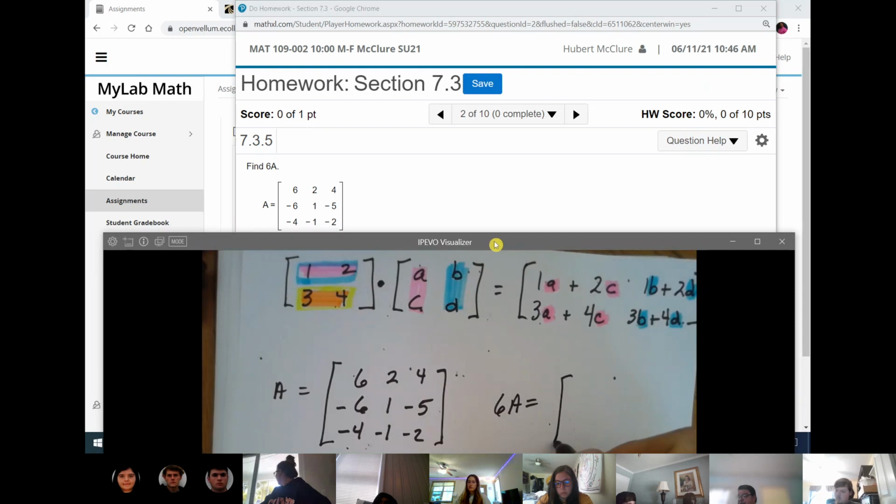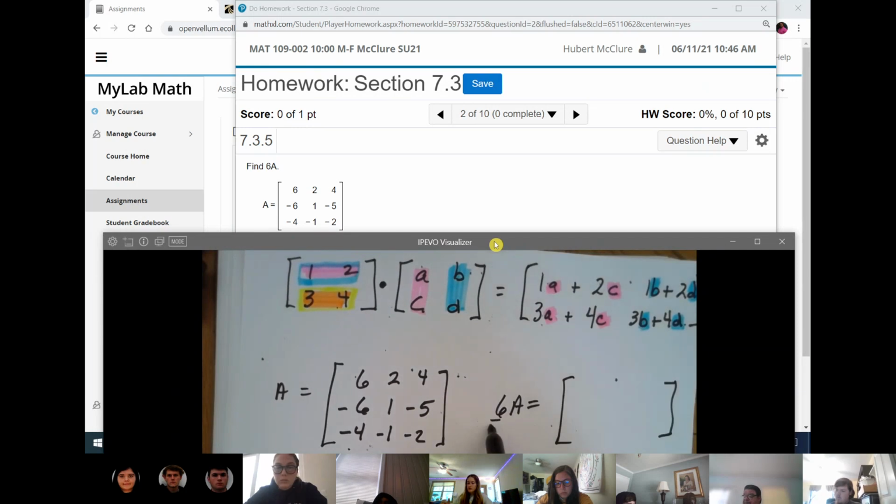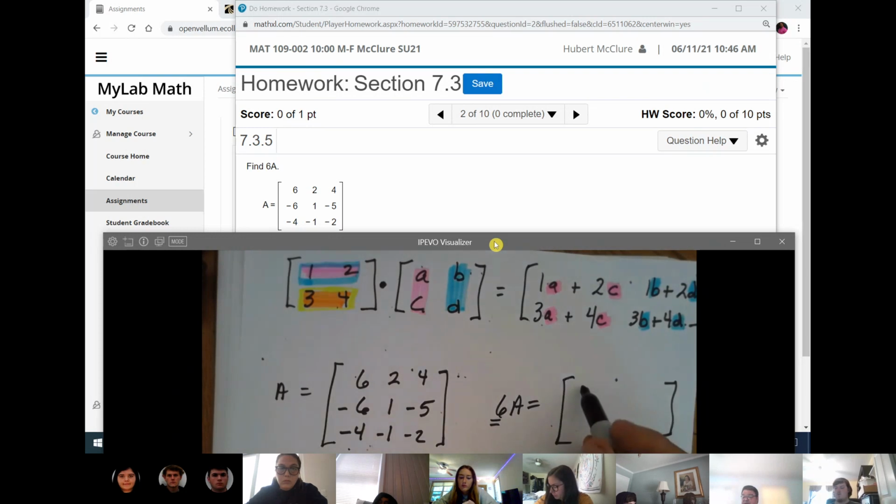Well, that's pretty simple, isn't it? Because this is a scalar. In other words, you multiply everything by that one number. So that would be 36, -36, -24, and so on.